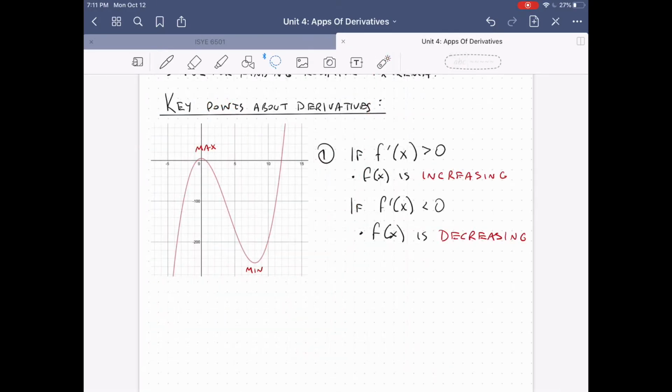So our first key point about derivatives has to do with the slope. We saw that we were increasing over here. And as we were increasing, that meant that our slope is positive. So that's the first takeaway. If f prime is greater than 0, so if f prime is positive, that means that your function f of x is increasing. So we're looking at the derivative to show something about the function. On the other hand, if f prime of x is less than 0, so f prime is negative, that means that f of x is decreasing.